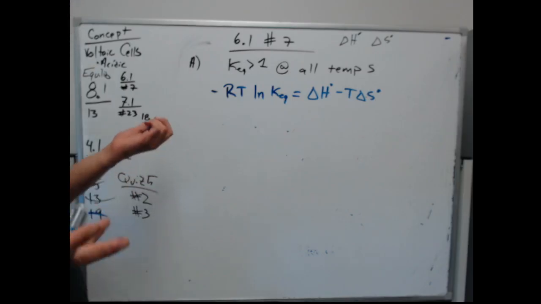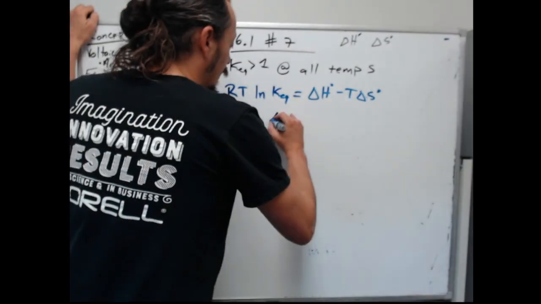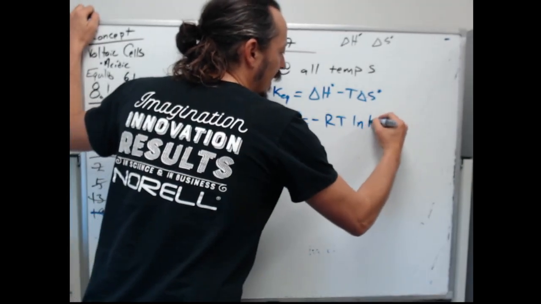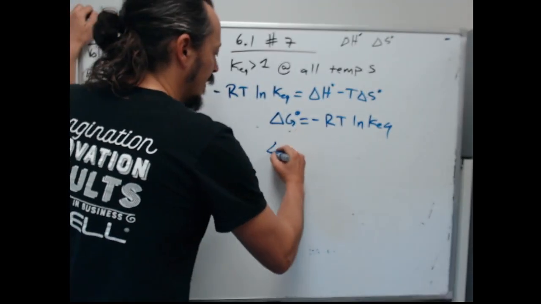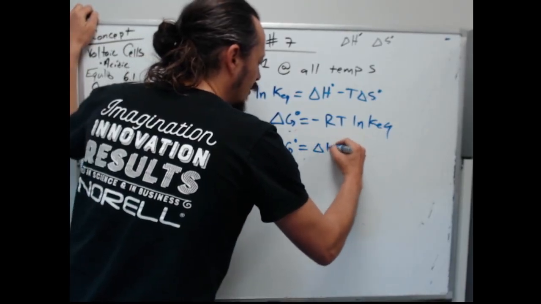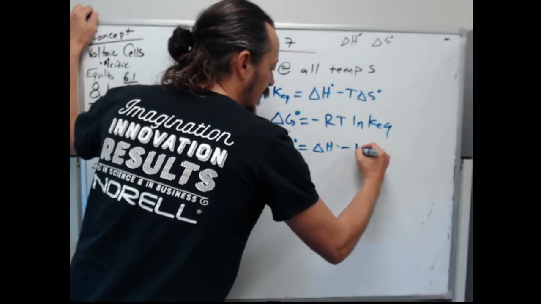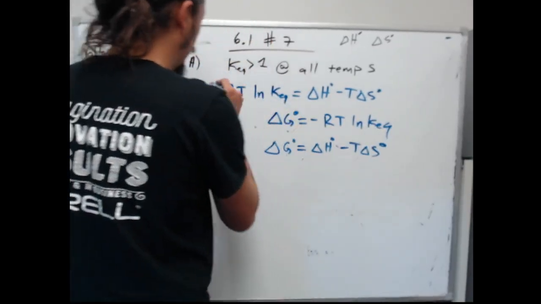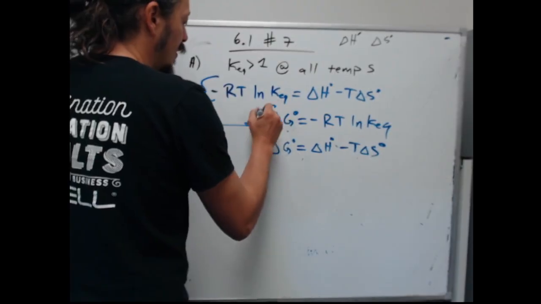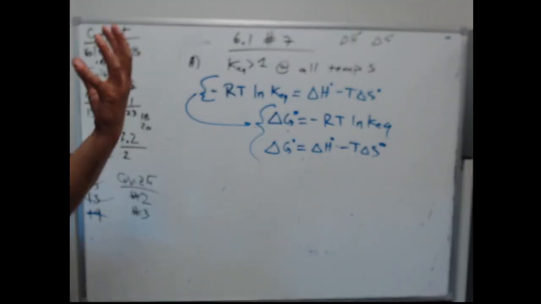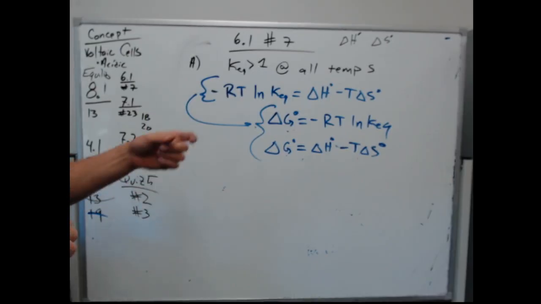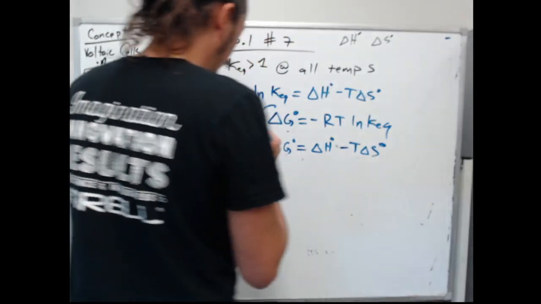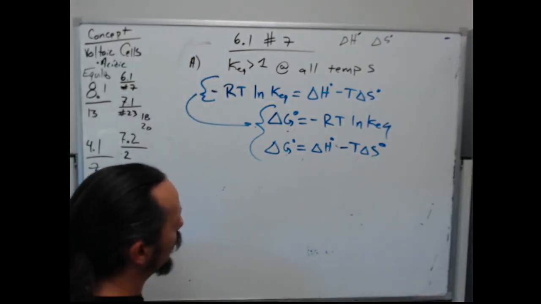So I'm going to break it into 2 steps. Delta G standard is equal to negative RT ln KEQ, and delta G standard is equal to delta H minus T delta S. When I have it broken up, it allows me to compartmentalize my thinking a little bit. So KEQ greater than 1 means ln KEQ is going to be positive, so delta G is going to be negative.